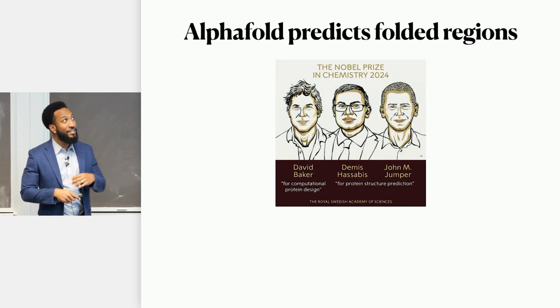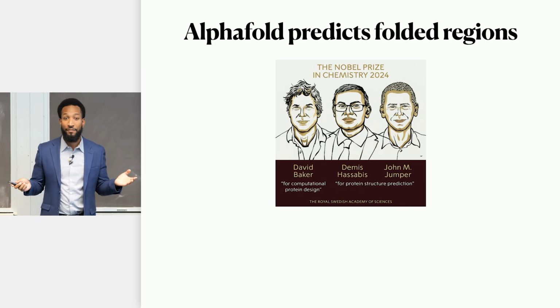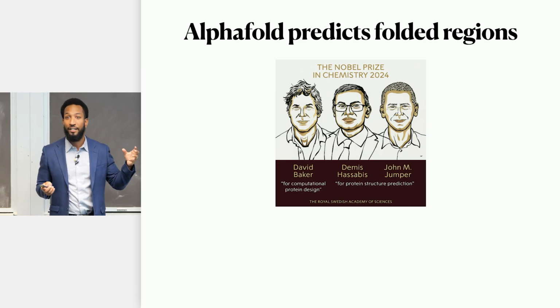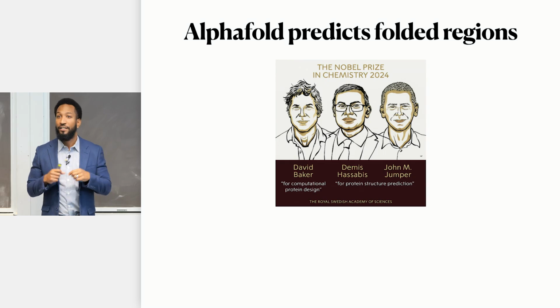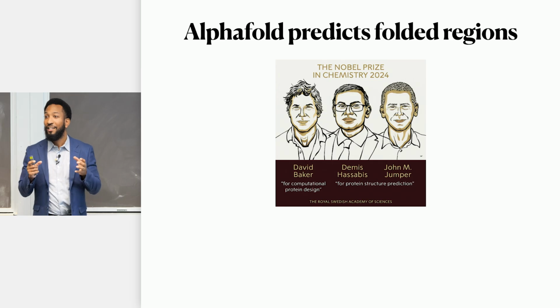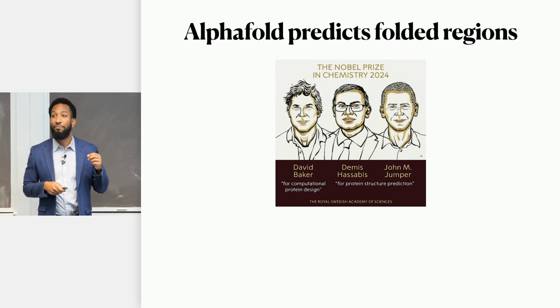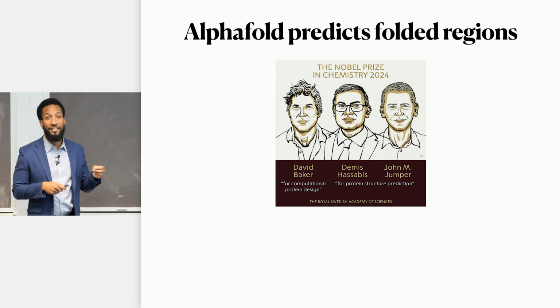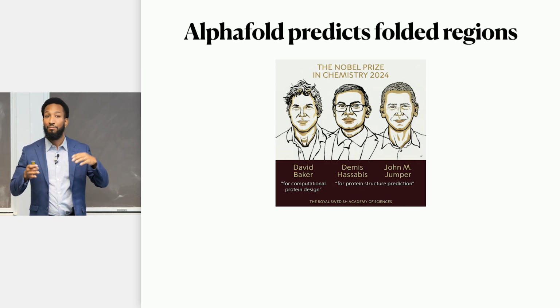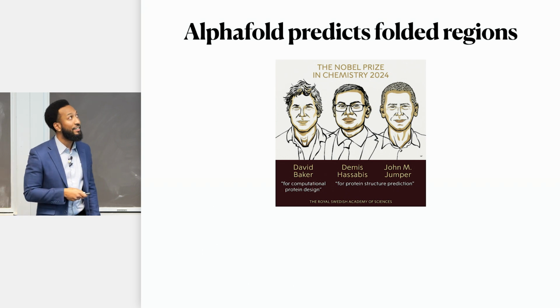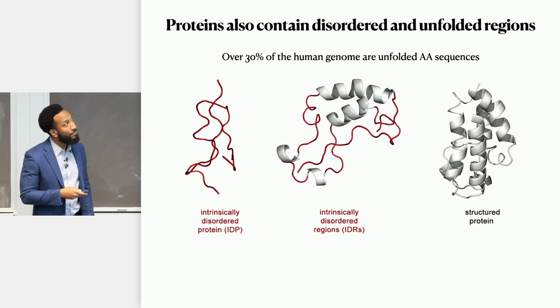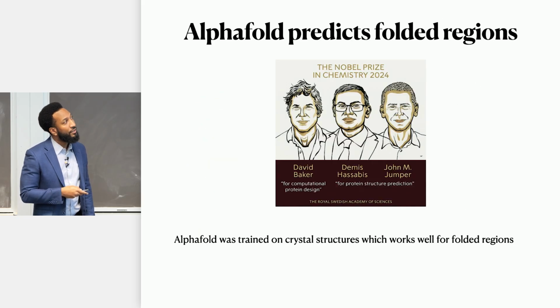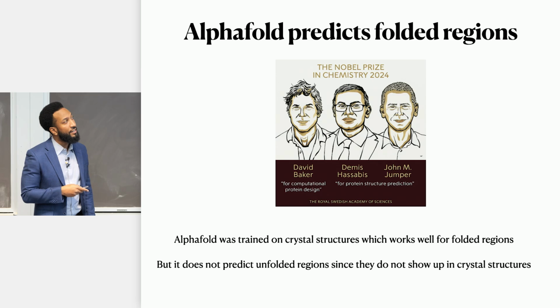As you know, AlphaFold is learned on these crystal structures. Because of that, AlphaFold is really good at predicting folded domains, but not very good at predicting those unfolded regions. This is the state of the art of protein dynamics: what happens to those disordered regions. So I just said this, and it does not show up in the crystal structures.